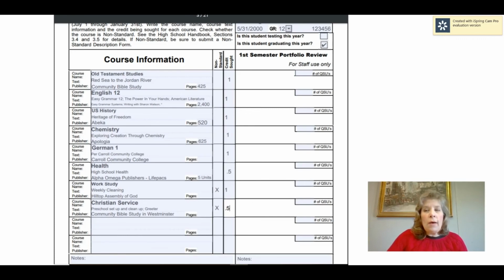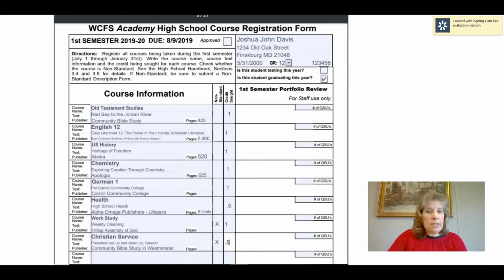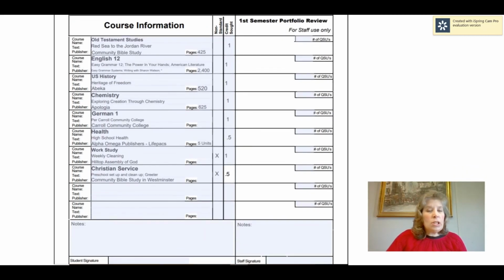These are all of the courses that Josh is taking first semester. His 1 credit classes will be a year-long class. His health will be first semester only, so we've put that on the first semester course. His Christian service will extend for the full year, but we will put a half a credit.